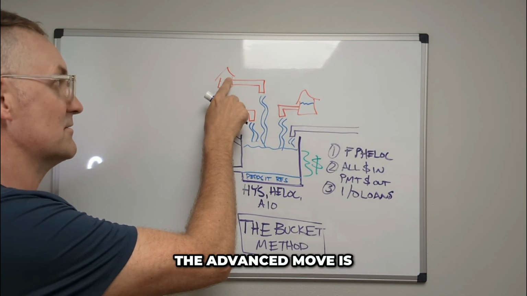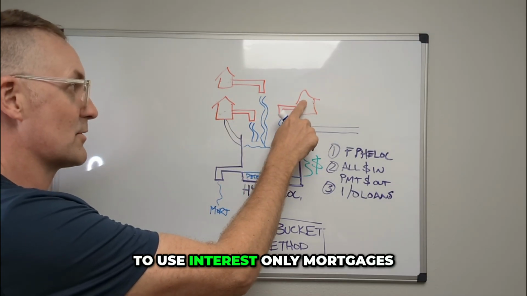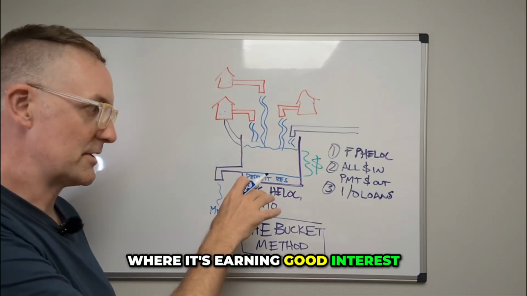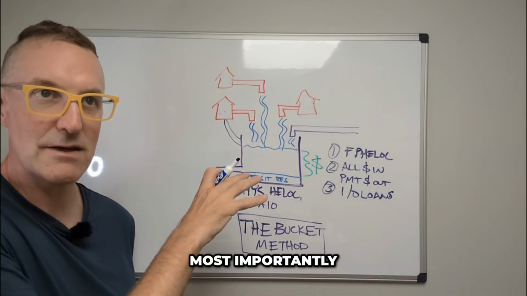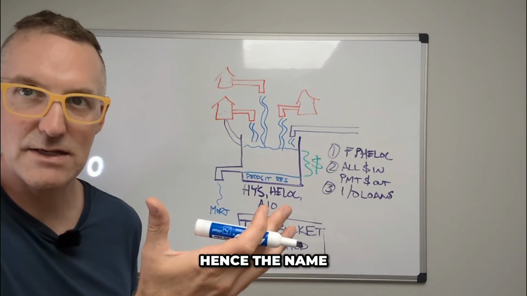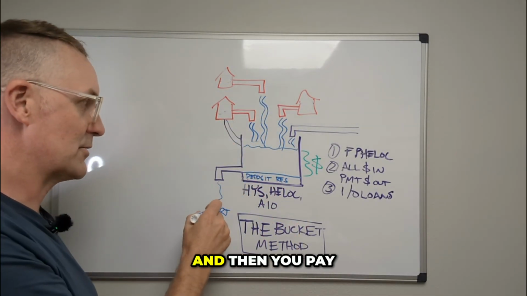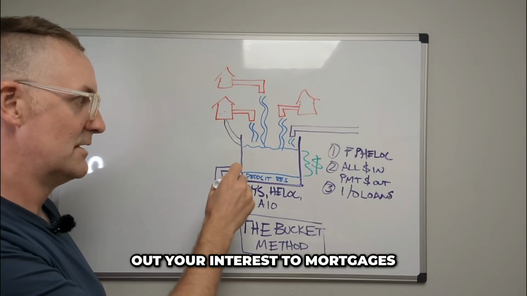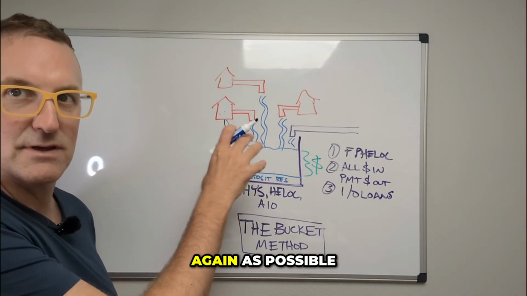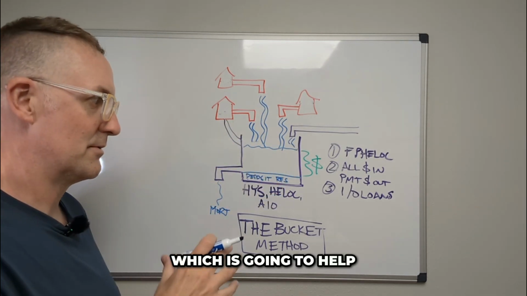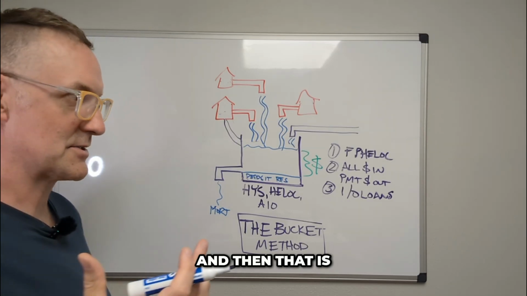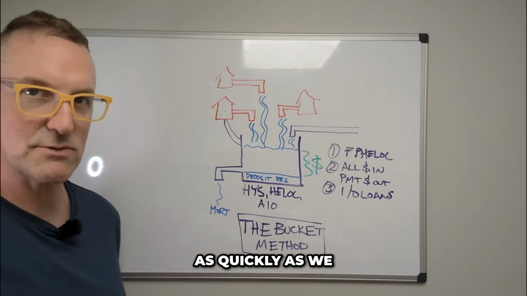So the advanced move is to use interest-only mortgages and take all of that equity and put it where we can use it, where it's earning good interest, but most importantly, we have access to that money. We want to take everything and put it all into one place, hence the name all-in-one loan, and then you pay out your interest to mortgages out of the bottom of that. So this is going to keep as much money, again, as possible in this account, which is going to help increase your interest payments, and then that is going to help grow this as quickly as we can over time.